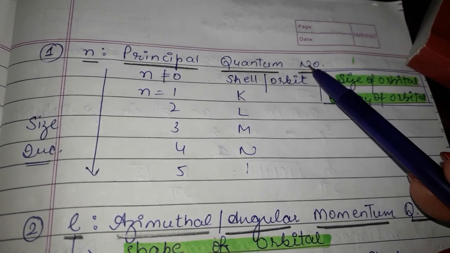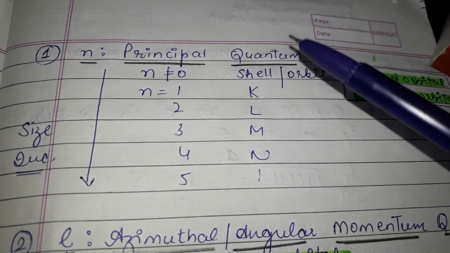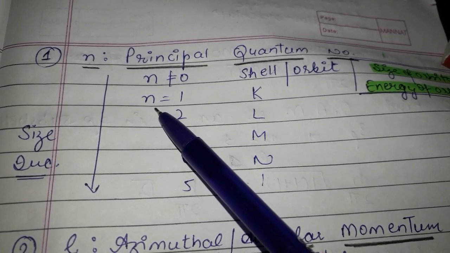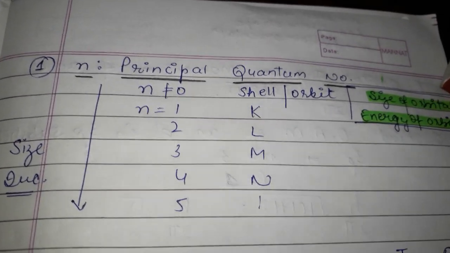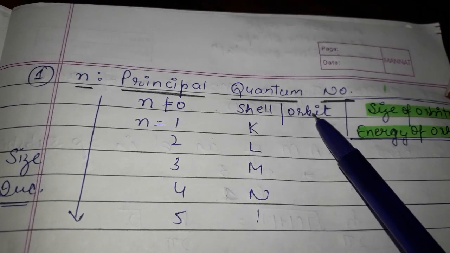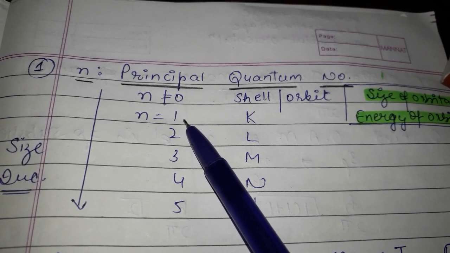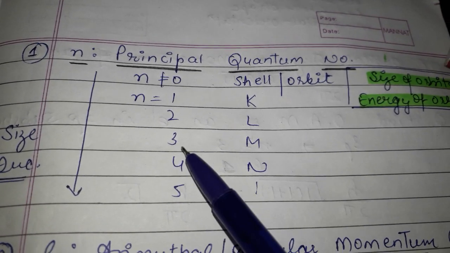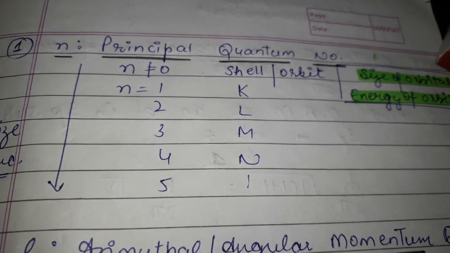First is the principal quantum number, that is N. The value of N can be any positive integer. N cannot be equal to 0 but can be any integer. For example, N can be 1, 2, 3, 4, 5 and so on. Basically, the principal quantum number tells us about the shell or the orbit in which the electron resides. N is equal to 1 means first shell, K shell, N is equal to 2 means second shell, L shell, N is equal to 3 means third shell, M shell, 4 N shell and so on.